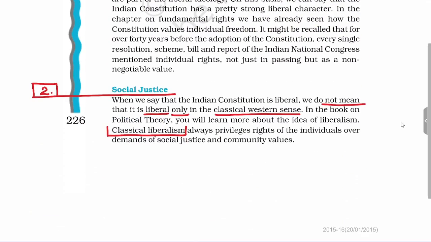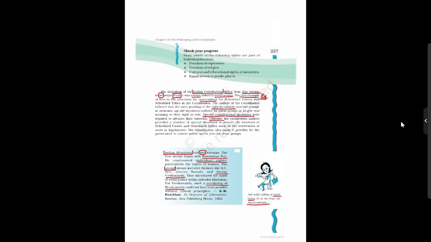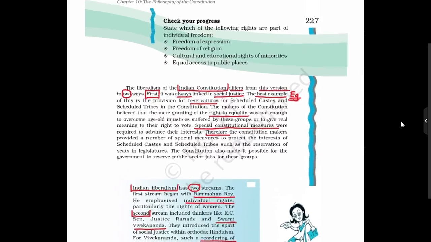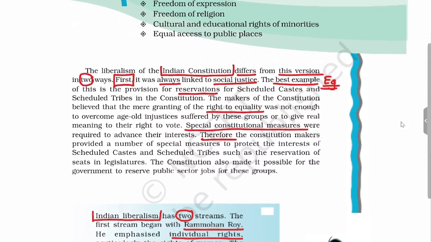Now we'll see the social justice. Another value or the core pillar of the Constitution of India. When we use the term social justice here, it does not mean only liberal in the classical Western sense. Classical liberalism always says that the privileges or rights of the individuals override the demands of the social justice and community values. So the Indian concept of social justice is different from the Western concept of social justice. Let us see how the Indian constitution differs.